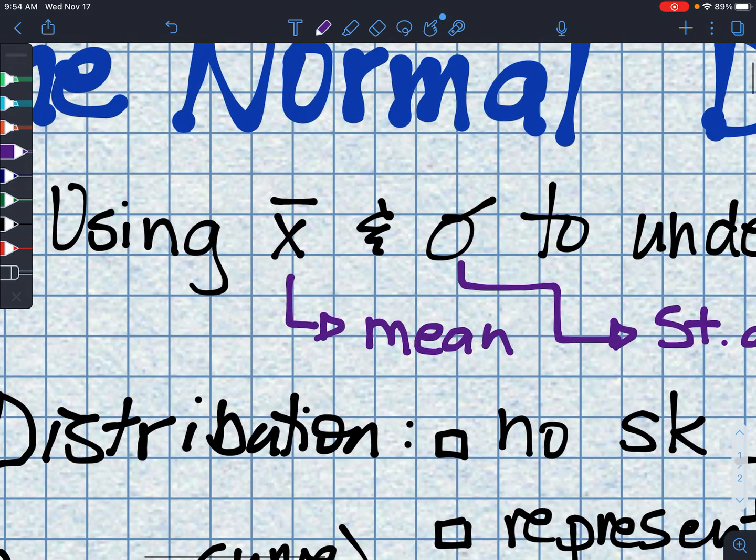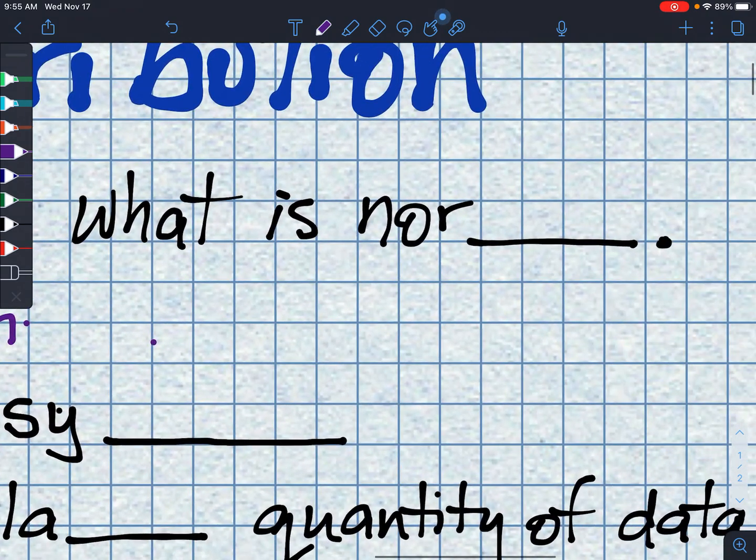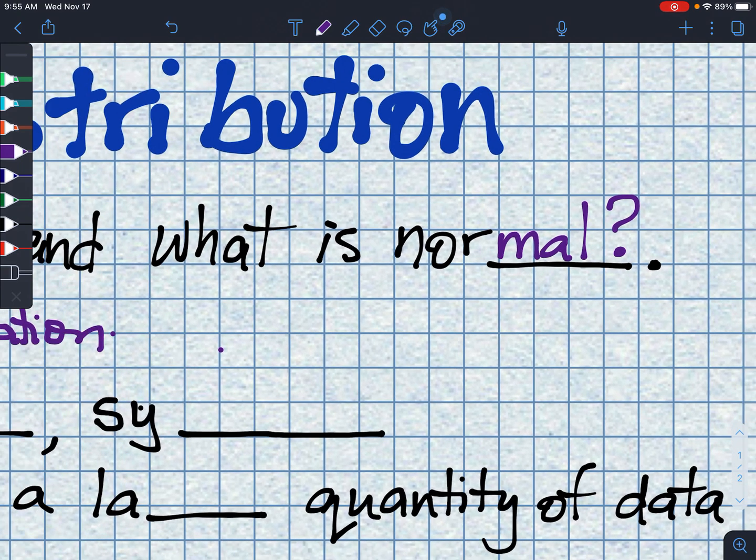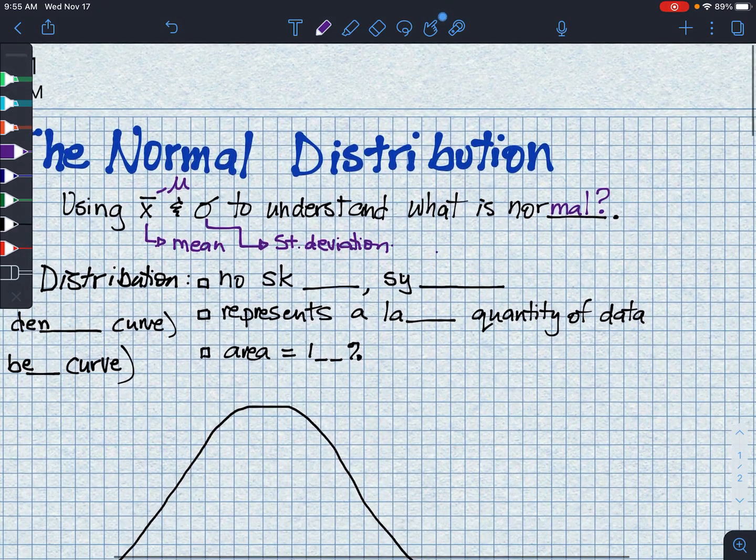Another one they are going to use sometimes is mu, which is the other symbol for the mean. It's just a lowercase u script. And our question today is, what is normal? Am I normal? Is my data normal? Can I expect it to be normal?